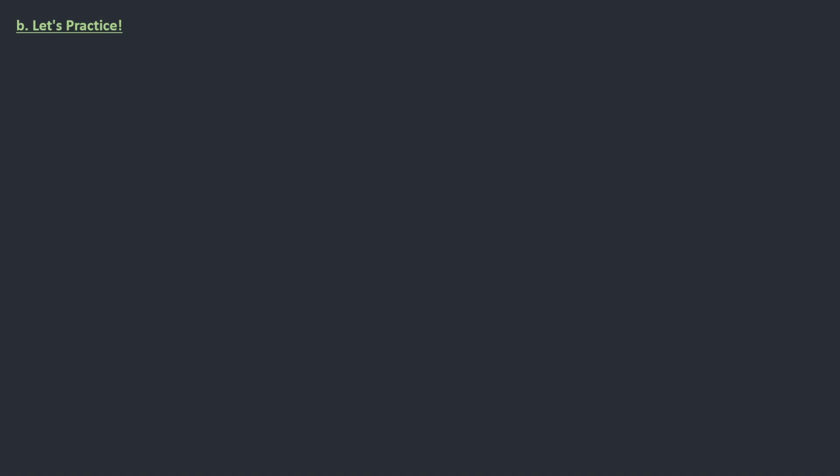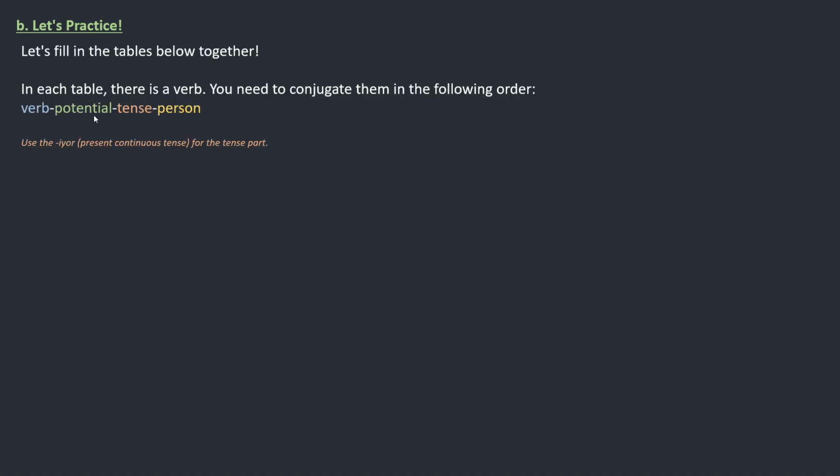Or maybe I can give you one more alternative. You can use these code blocks or slash command to make a spoiler. Okay, and let's have our instructions. We will fill in the tables below together. We will use this verb, potential suffix, tense, and person order. We will use the -or tense, like the present continuous tense for the tense part. And for person, we will use all of the pronouns, like ben, sen, o, biz, siz, onlar.